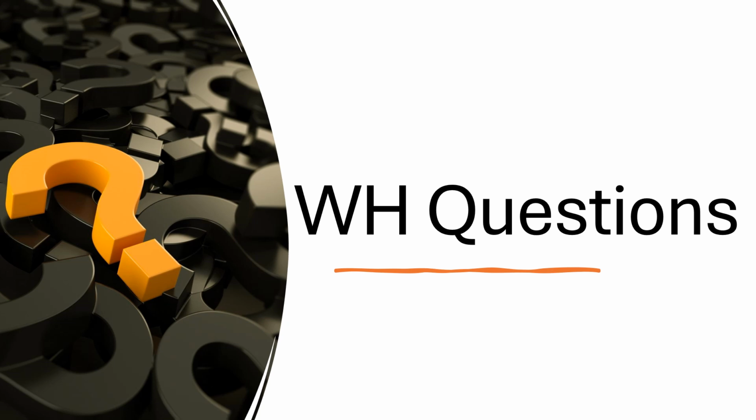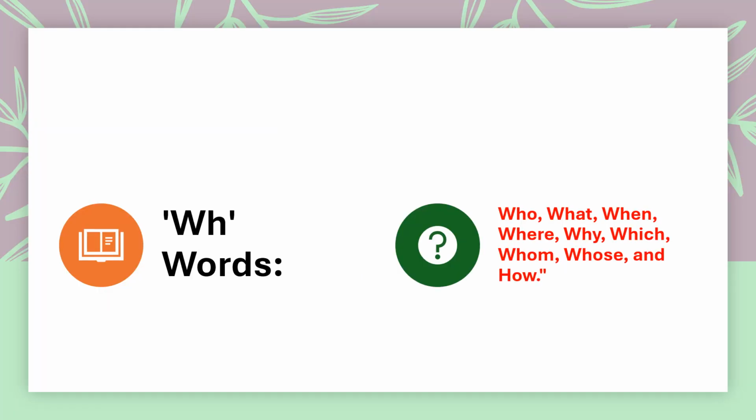Today we are going to discuss WH words, which are essential for forming questions in English. These words help us gather information about people, things, times, places, reasons, choices, possessions, and methods. Each WH question word serves a unique purpose in gathering specific types of information. Understanding and using these words correctly helps in forming clear and precise questions. Who, what, when, where, why, which, whom, whose, and how are the common WH words.